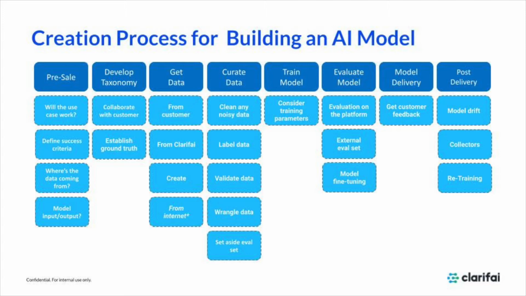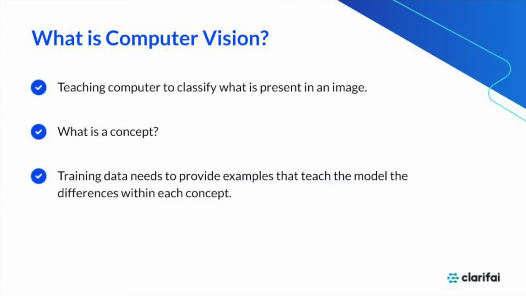This graphic right here is an overview of our model creation process. It's a simple visual breakdown of each of the steps in the process, which is pretty much everything we're going to discuss here today. So, what is computer vision? Computer vision is basically teaching computers to see and classify visual content like a human can.